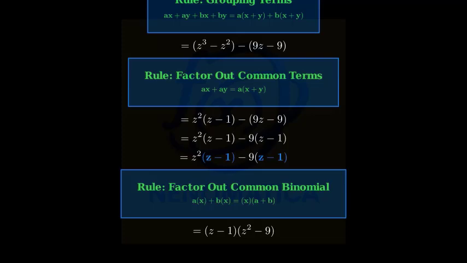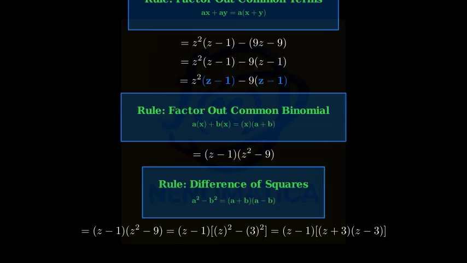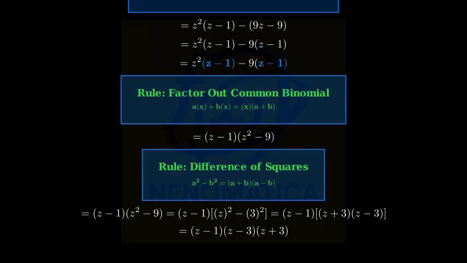We can factor the expression z squared minus 9 further by recognizing it as a difference of squares. We know that a squared minus b squared equals open parentheses, a plus b close parentheses times open parentheses, a minus b close parentheses. In our case, a is z and b is 3. So z squared minus 9 equals open parentheses, z plus 3 close parentheses, times open parentheses, z minus 3 close parentheses. Therefore, our final factorization is open parentheses, z minus 1 close parentheses times open parentheses, z minus 3 close parentheses times open parentheses, z plus 3 close parentheses.